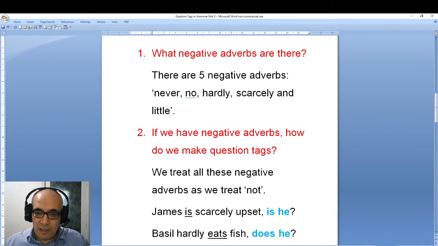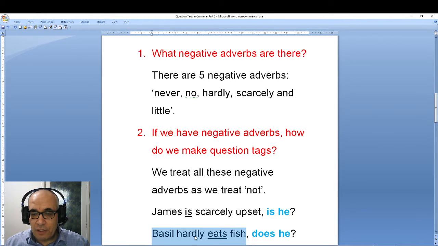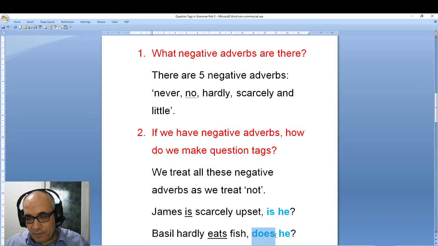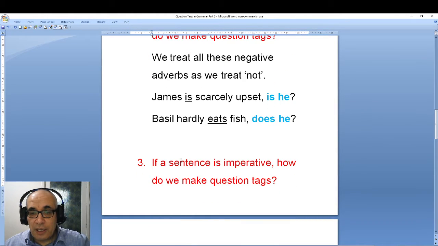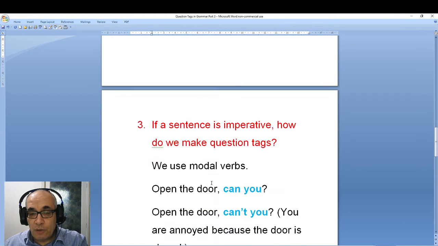So hardly is negative. So if hardly eats is negative, the question tag is positive. Does he? Now this sentence, how do I make this sentence a question? Basil hardly eats fish. I have to say, does Basil eat fish? So I have to use does. So hardly eats is negative, does is positive, and I have to put the verb and then the subject. As I said, you need to be able to use the negative and how to make questions.